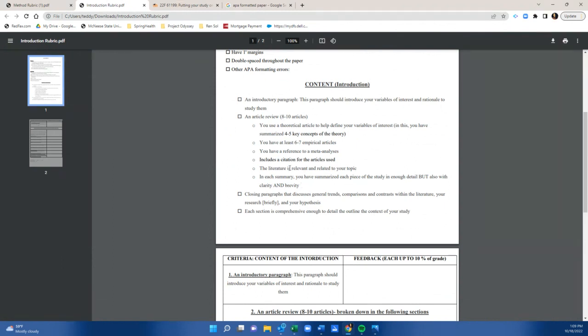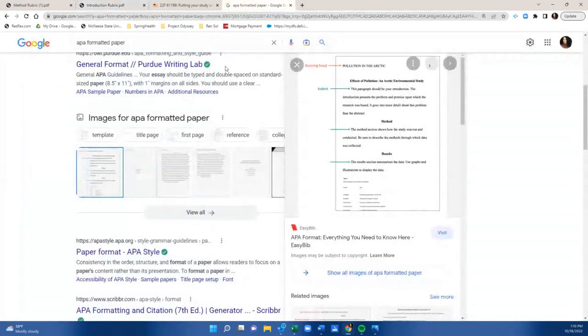A meta analysis. I always try to encourage everyone to find one for a couple of different reasons. A meta analysis is an analysis of hundreds and hundreds of articles that have been done on this topic. If you can find one, you will find a breadth of literature on the topic that you're looking for. Let's see if I can find one.